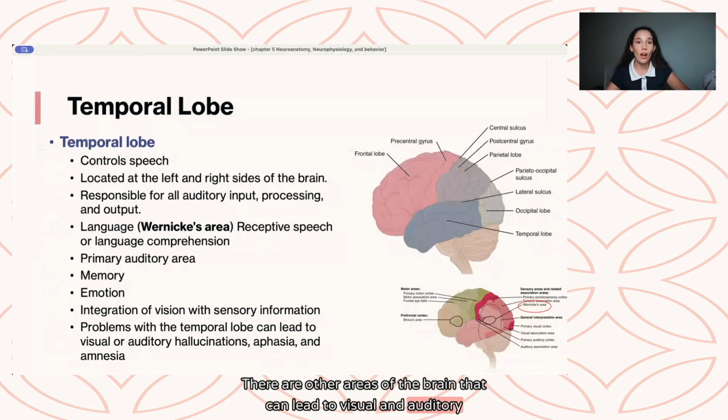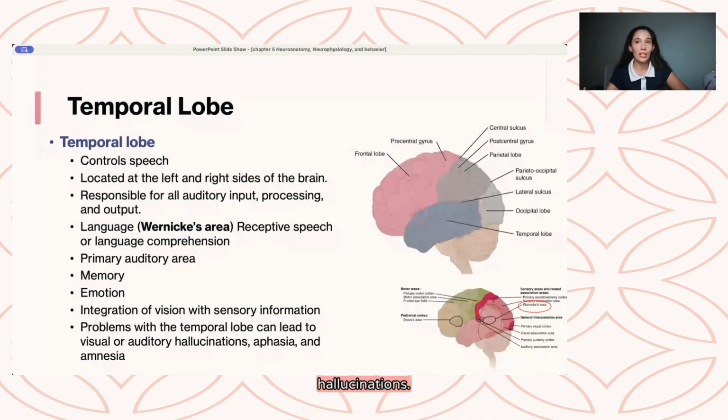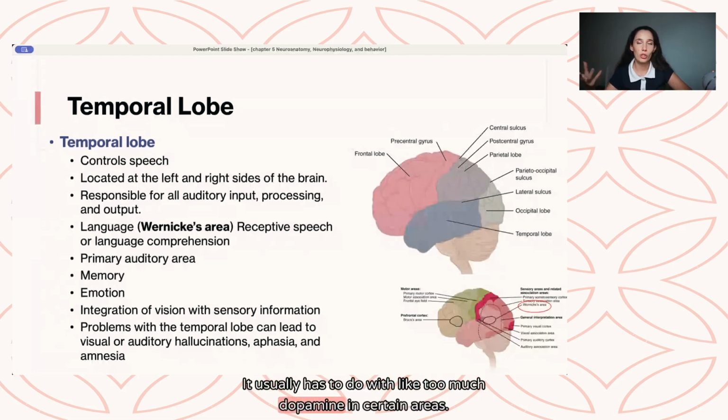However, that usually has to do with something like too much dopamine in certain areas. But just to note, if there's a question like, injury to what part of the brain might cause visual or auditory hallucinations or problems, it's going to be the temporal lobe. It can also lead to aphasia and amnesia.